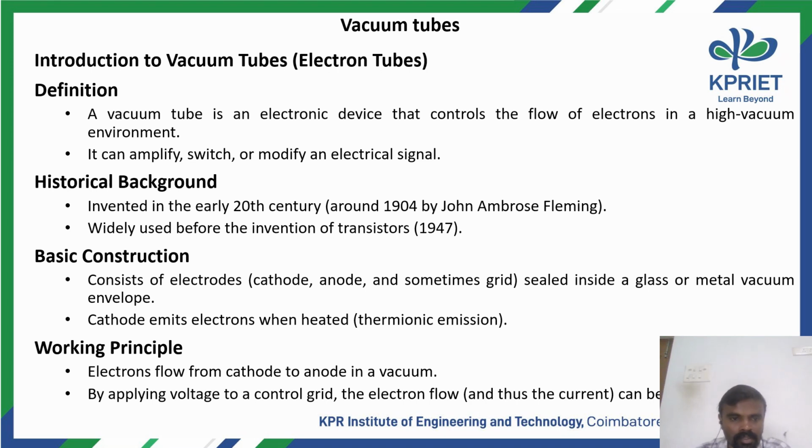Then regarding the working principle of vacuum tubes, first the electrons flow from cathode to anode in a vacuum. So we have the vacuum environment, and in that environment the electrons flow from cathode to anode. Then, as I told you, if we want to keep many electrodes, we can keep a control grid. That control grid can be used for controlling the flow of electrons, that is, controlling the current. We apply some voltage to the control grid, and based on the voltage, it controls the flow of the electrons.